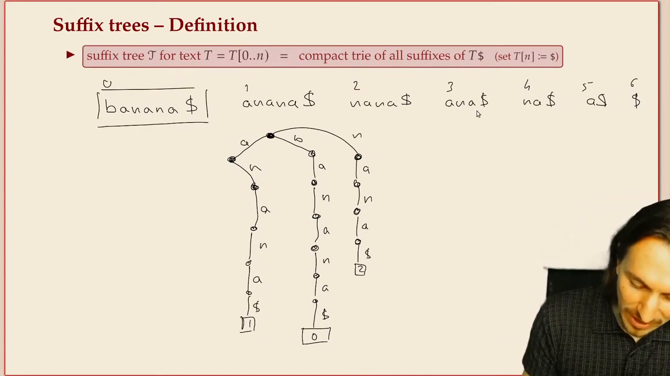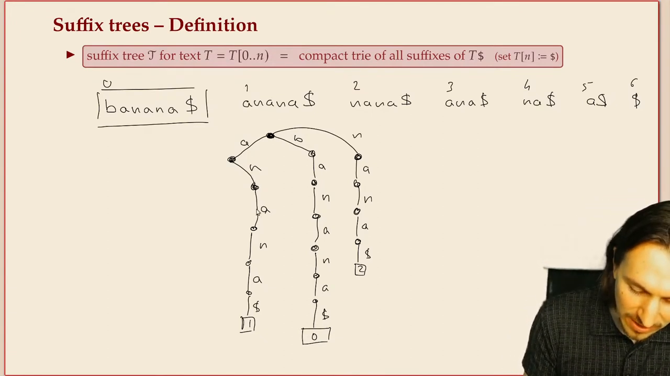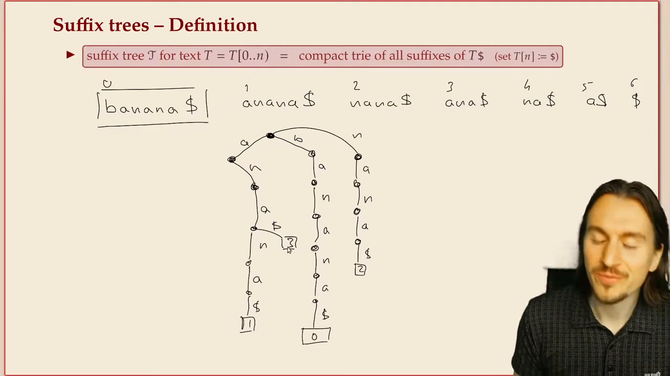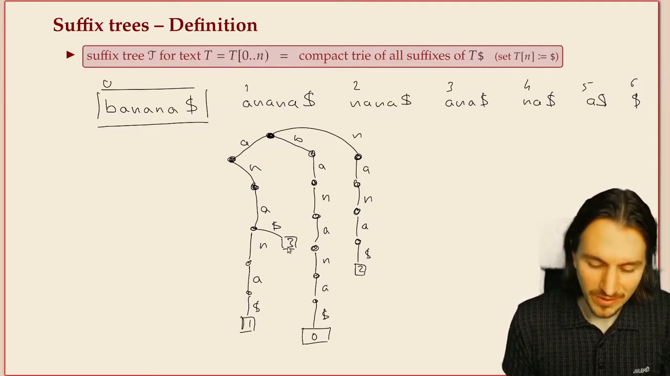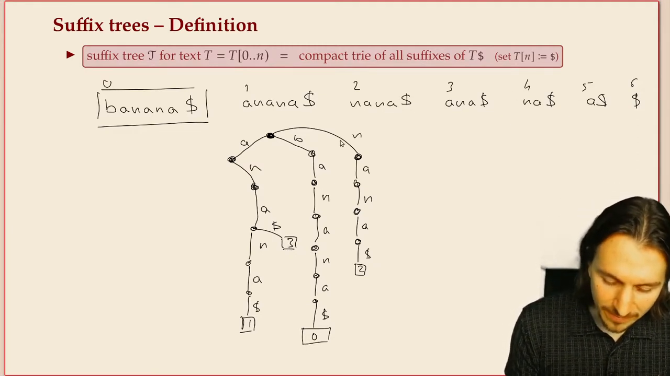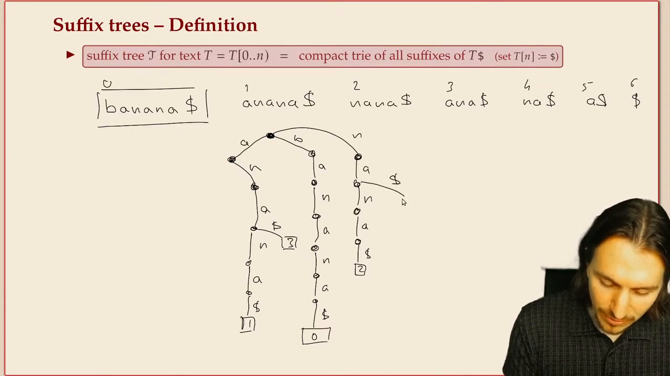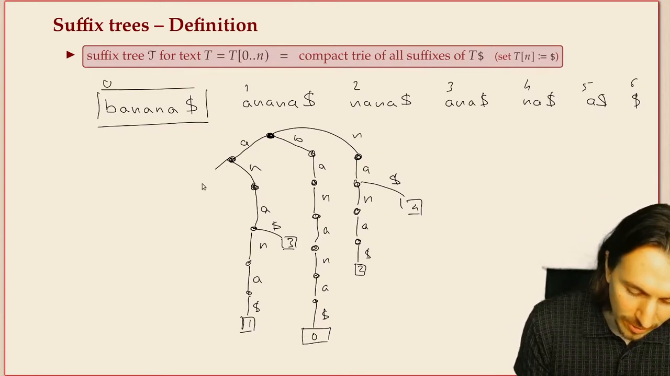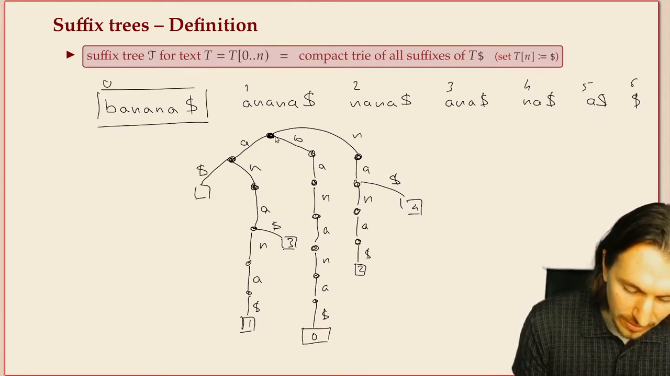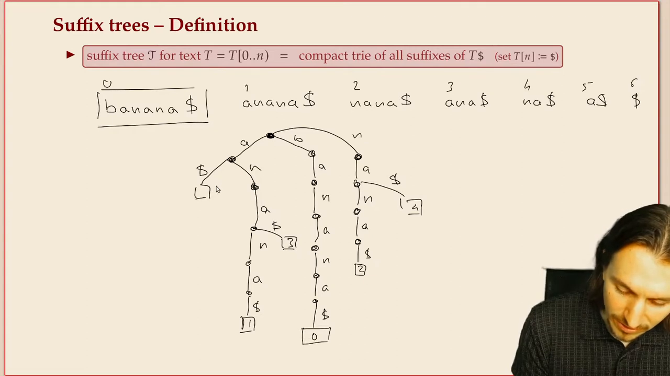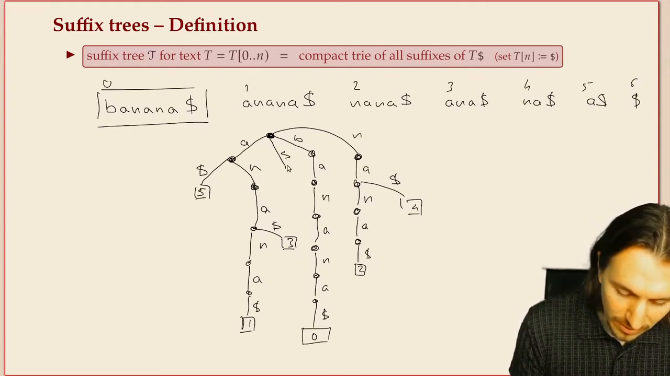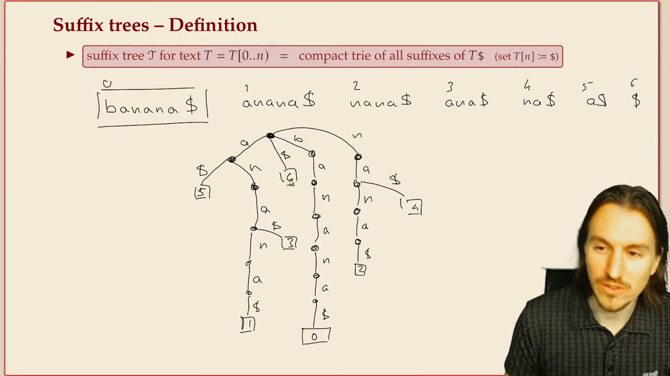A few more left. Anna. It actually goes A-N-A and then branches off with the dollar. So that was not too much work. We didn't have to create other nodes. And the same for na, N-A. We branch off with the dollar here and put in the 4. And a dollar is similar. We branch off here. A, and then the dollar is starting at 5, and just the dollar, let me put that down here, that starts at 6.